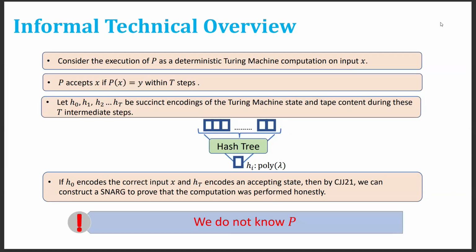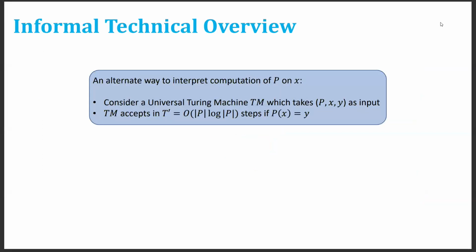However, the issue in our case is that we do not know what P is. So how do we even check what the steps of these Turing machines would look like? So we start with a different interpretation of this computation where, let's say we have a universal Turing machine that takes as input the program P, X, and the output of the program Y. And this universal Turing machine will accept the inputs if P of X equals Y in some T prime steps, which is again known in advance.